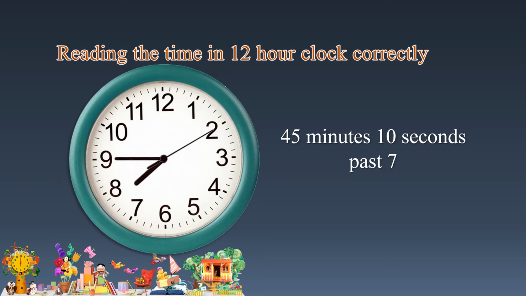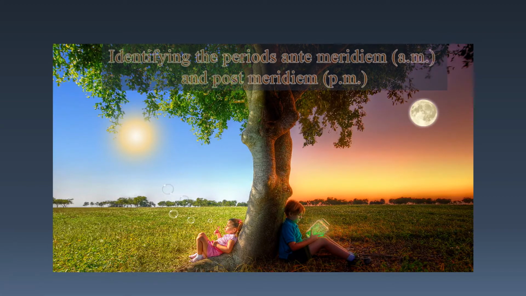So we can read the time as 45 minutes, 10 seconds past 7. Why is it 7? Still, it has not gone to 8. Still, the hour hand is going from 7 to 8. Therefore, we have to consider it as 45 minutes, 10 seconds past 7.